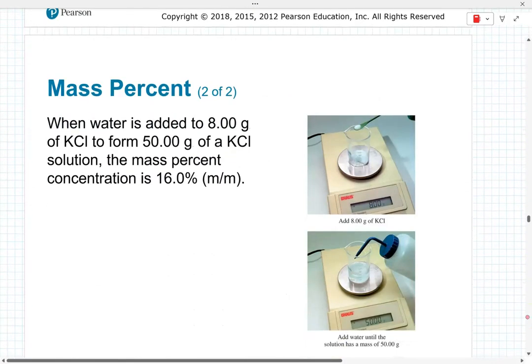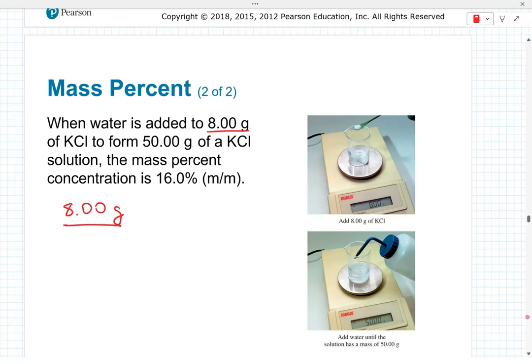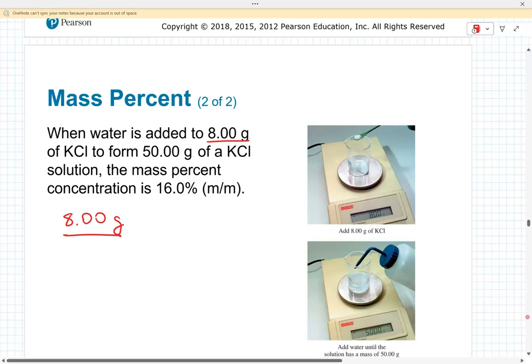What is the mass of solute? 8 grams, right? What is the mass of solution? To form 50 grams, 50. So far, so good? Yeah. So, you divide it, get 16%.